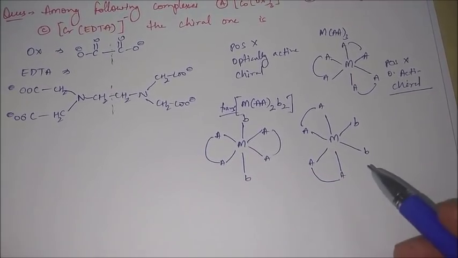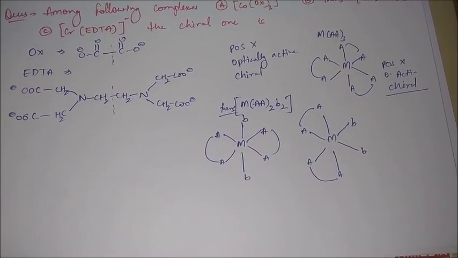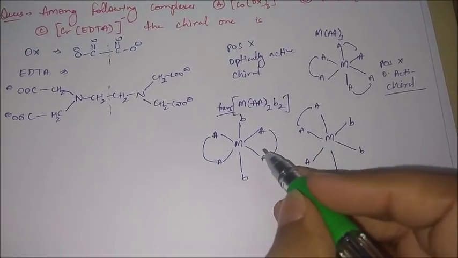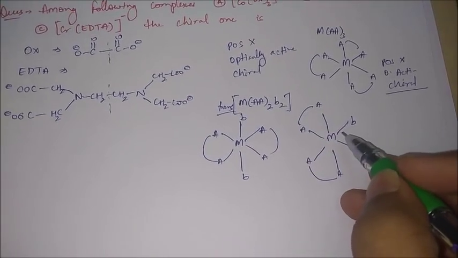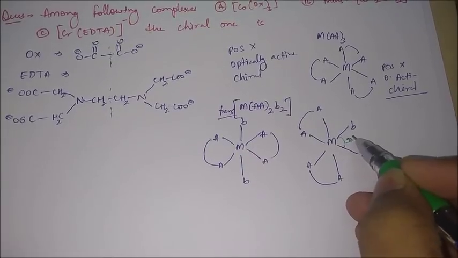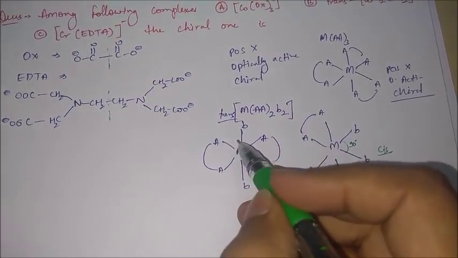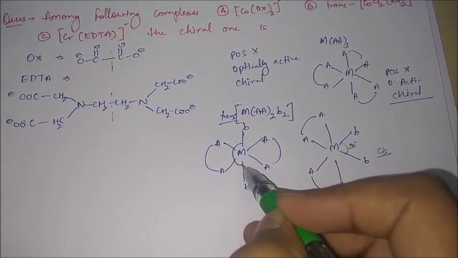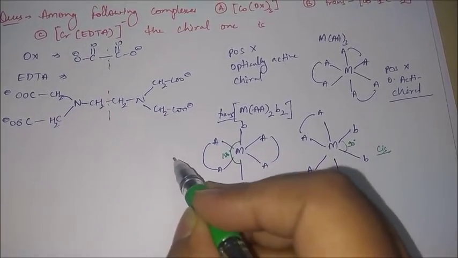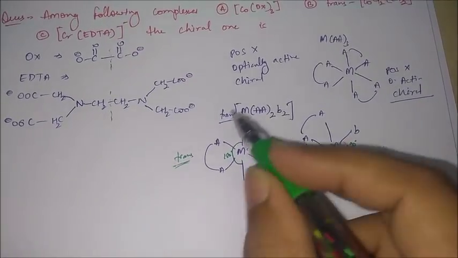Now which one of them is trans? Trans means that the angle between the two ligands should be 180 degrees, whereas here, if you see, the angle between the two ligands is 90 degrees. So this is not trans, this is the cis form, whereas this one, here you have the angle between these two ligands as 180 degrees. So this is your trans. So we have to talk about this one.